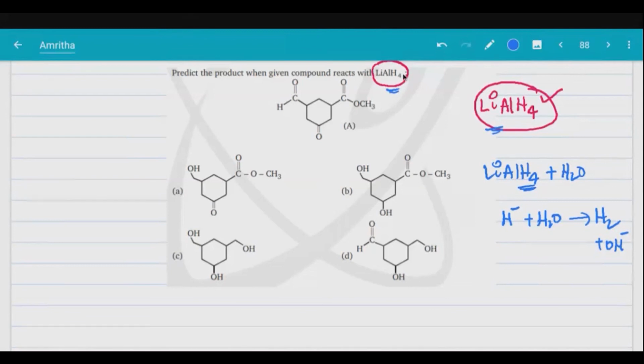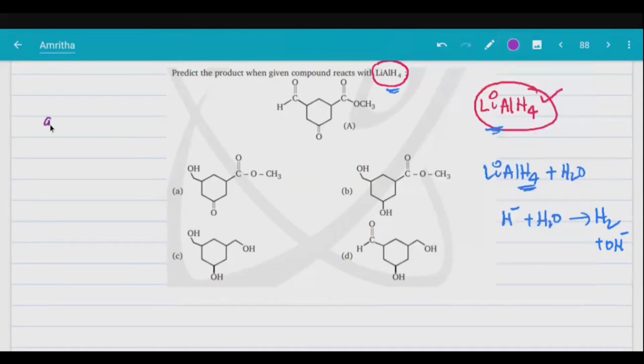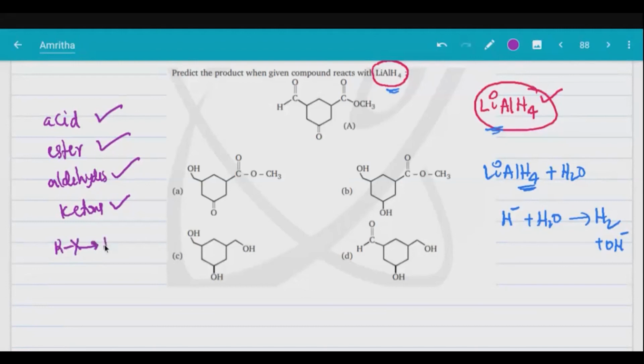It reduces all functional groups. It reduces acid. Yes, it reduces ester. It reduces aldehydes. It reduces ketones. It reduces each and every functional group. It reduces alkyl halide also: RX gives RH, or elimination we get. So it is a strong reducing agent.